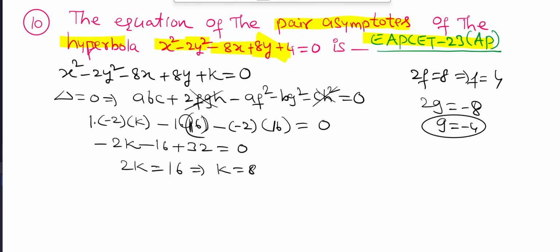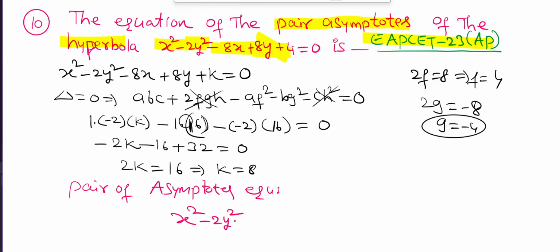Substituting the k value in the asymptotes equation, therefore the required pair of asymptotes equation is x square minus 2y square minus 8x plus 8y plus 8 is equal to 0.